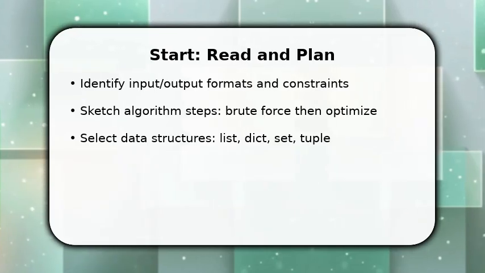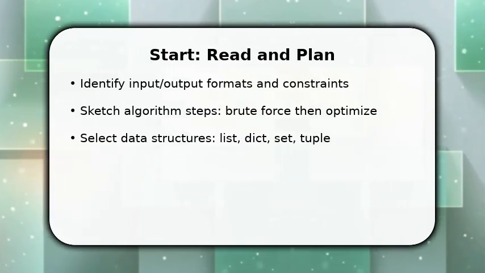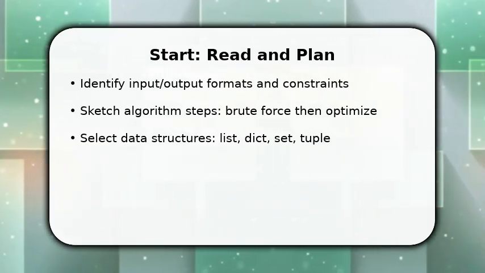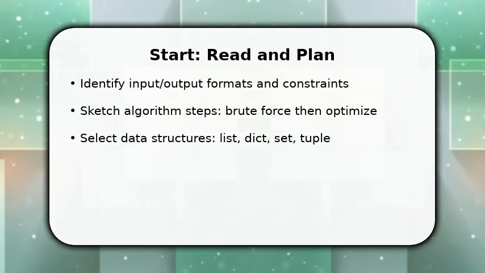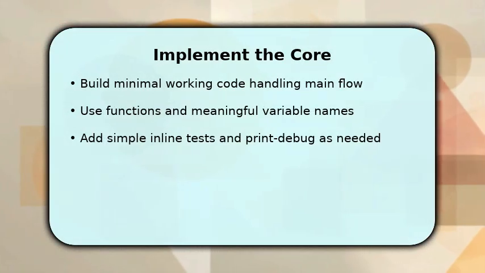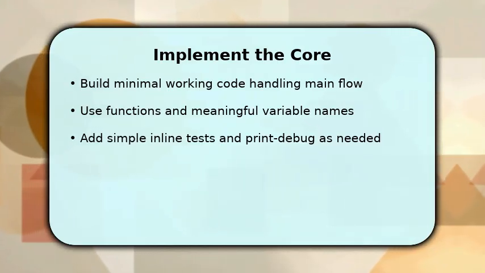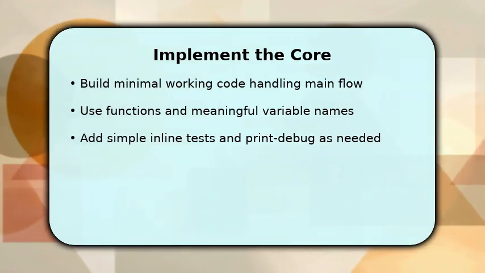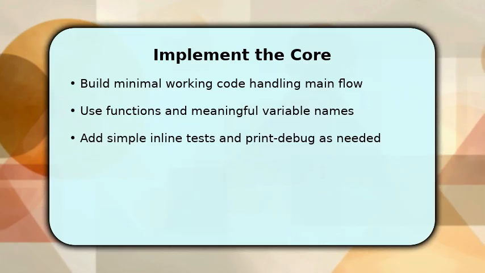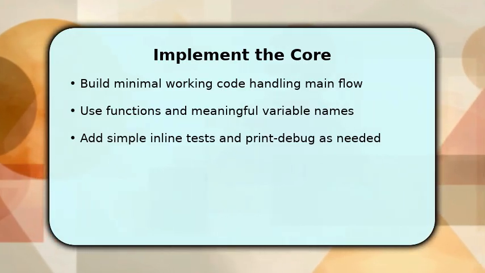You should write one small test case, note constraints like n size or memory limits, and then commit to the first implementable plan. You now implement the core with a minimal working solution that follows your plan. Start with the main flow and postpone fancy refactors. While coding, encapsulate logic and functions to make testing easier, and choose clear variable names so intent is obvious.